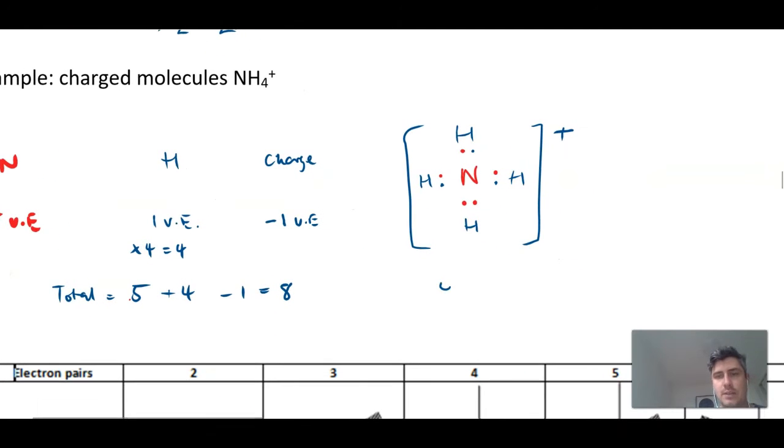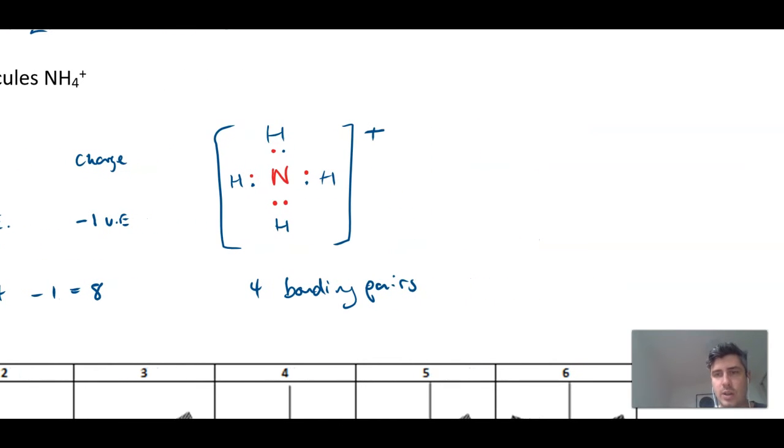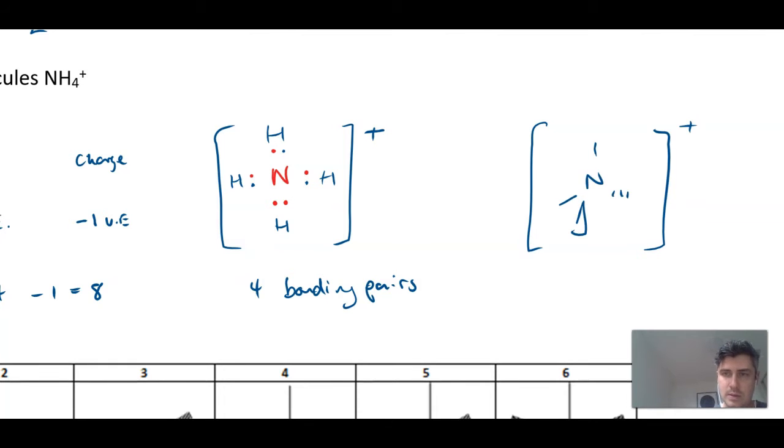And this gives us 4 bonding pairs, which results again in a tetrahedral structure. So once again, this is positively charged, N in the middle, and hydrogens around the outside. So it's the same structure as methane. It's a regular tetrahedron. So that's how you do the slightly more complex examples.